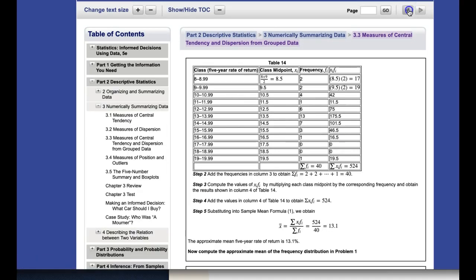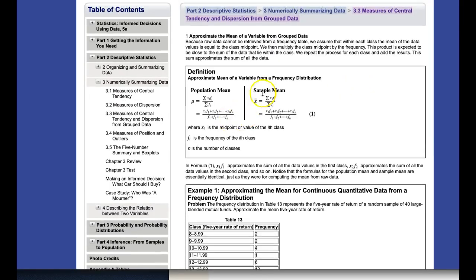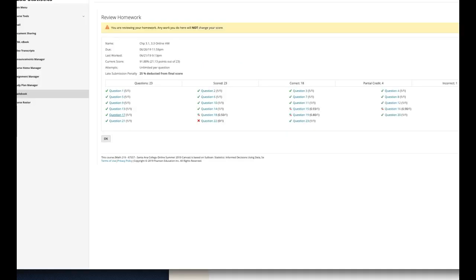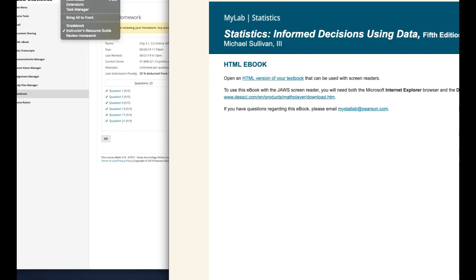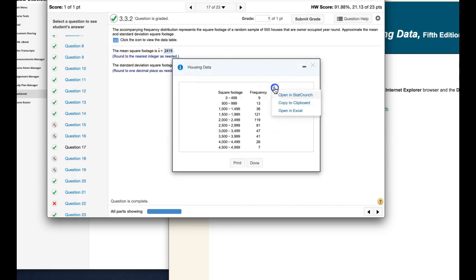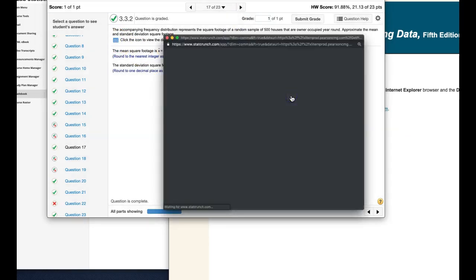And then the mean also has a way we can do it by hand. But again, I emphasize in this class StatCrunch, which we'll get to. And this is how you would do this problem here. Sorry, I'll get to it. There we go. Once you have the grouped data, open that in StatCrunch.